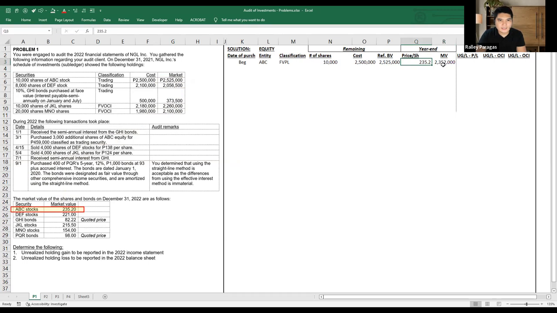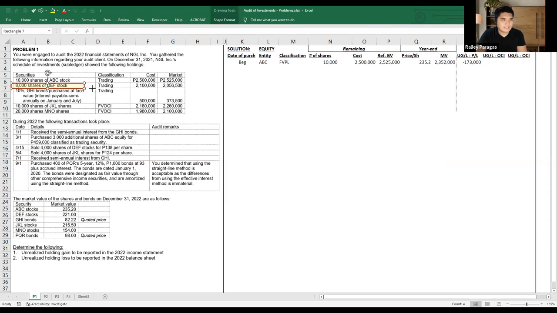Since we're here, let's try to compute. How much is the unrealized gain or loss that we will present in profit or loss, or in the income statement? Take your market value, which is 2,352, less your reference book value, which is essentially your previous market value. So negative 173, we have a loss there for ABC. Do we have OCI? None, because we are FVPL. Okay? Next holding, DEF.